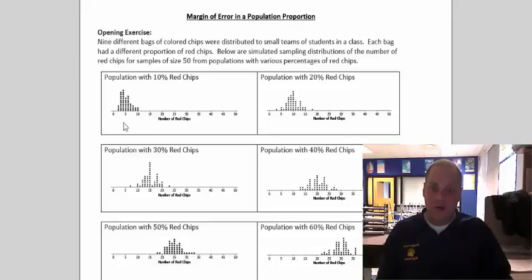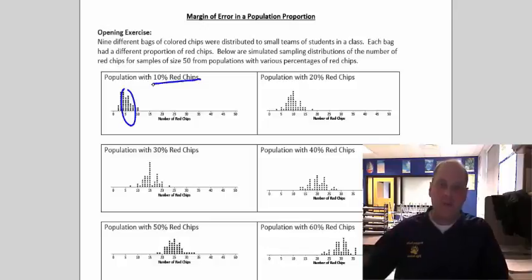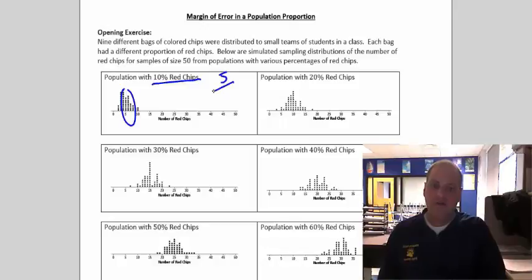As you can see here, a lot of them pulled out 5, centered around 5 red chips. Well, that's because this bag had 10% red chips. 90% were some other color. What's 5 out of 50? 5 out of 50 is about 10%. That's why a lot of them were around 5. Not every single one was 5, just like with the coins. It wasn't always 50%. Sometimes it was 0.4, sometimes it was 0.6, but it was around 5.